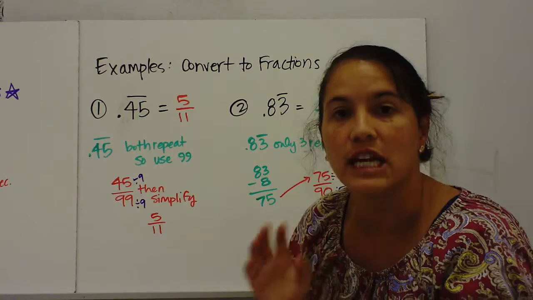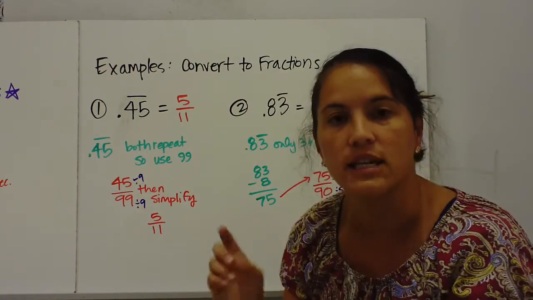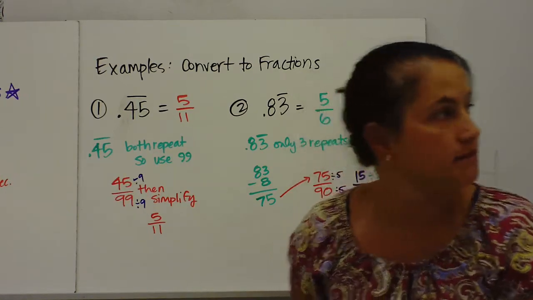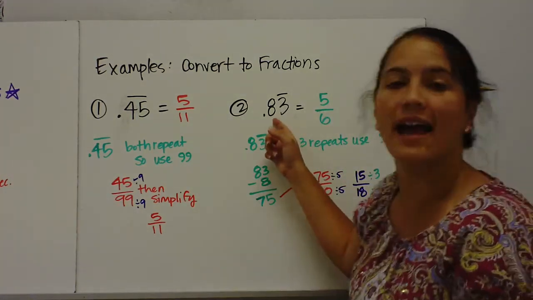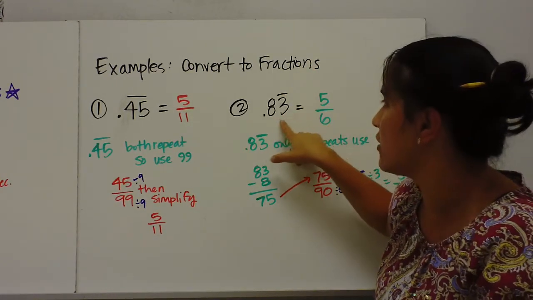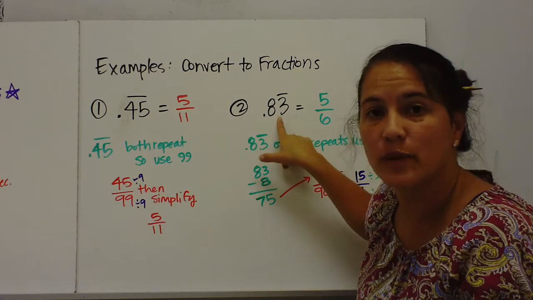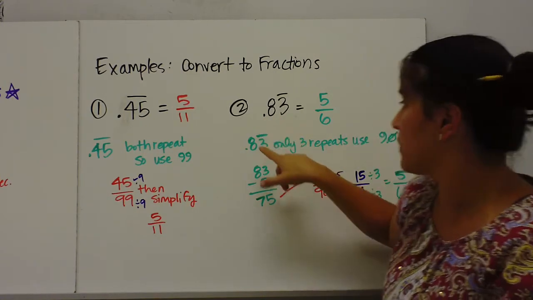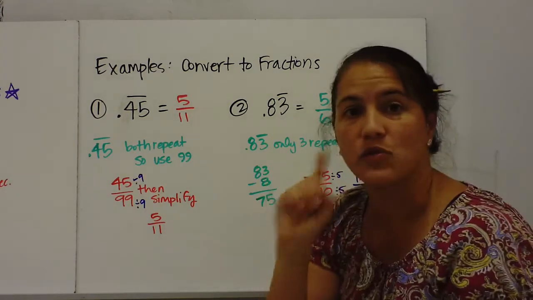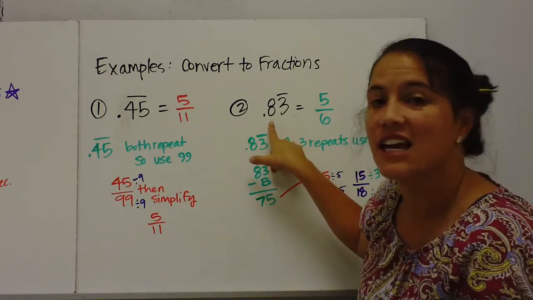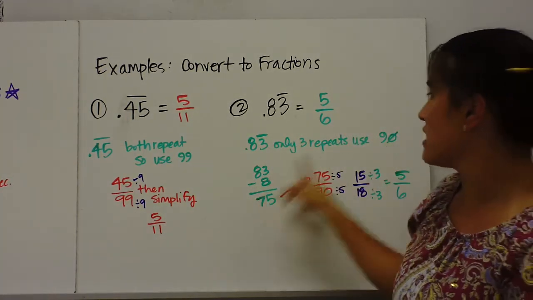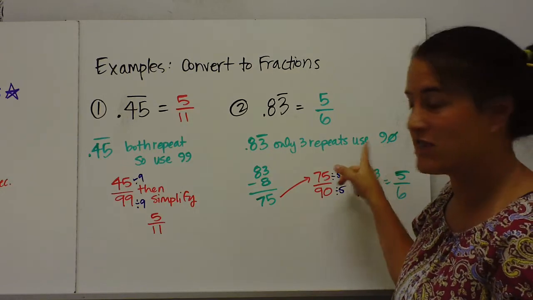Now make sure if you didn't hear it, rewind and listen to the explanation again. Number 2, 0.83 repeating. So in this example, only the 3 is repeating right here. So we only have one digit repeating, one digit non-repeating. Since the 3 repeats, we use 1 9, and since the 8 does not repeat, we use a 0, so it makes 90. So our denominator is going to be 90.